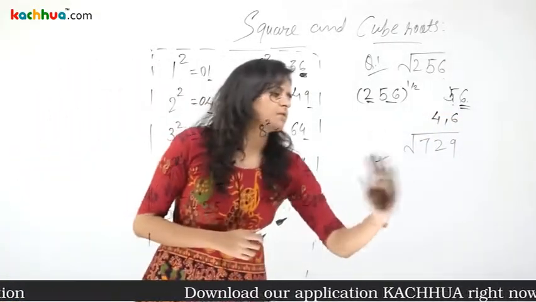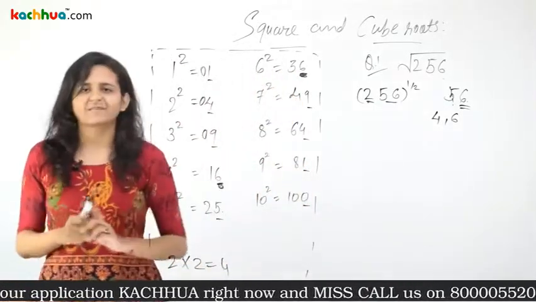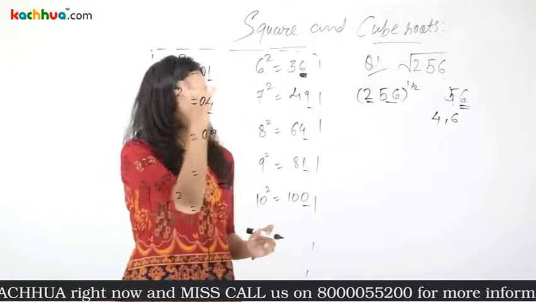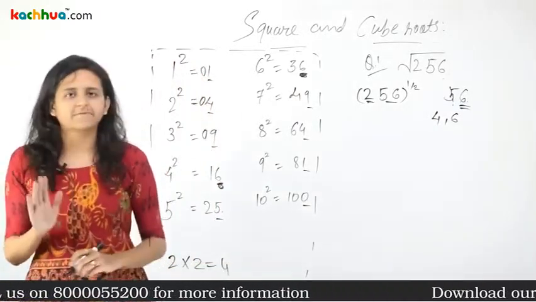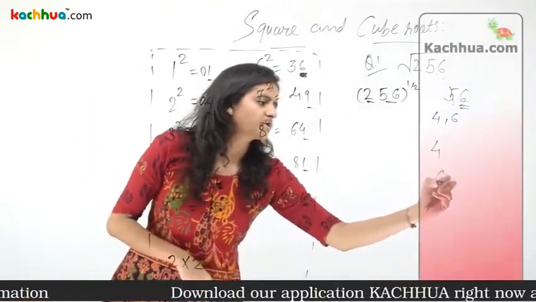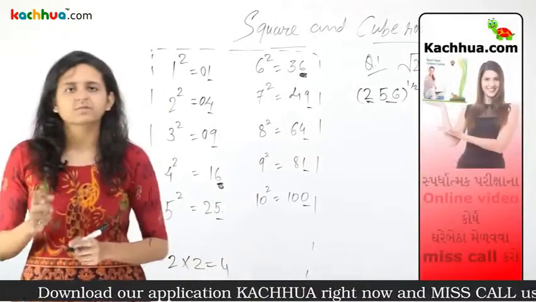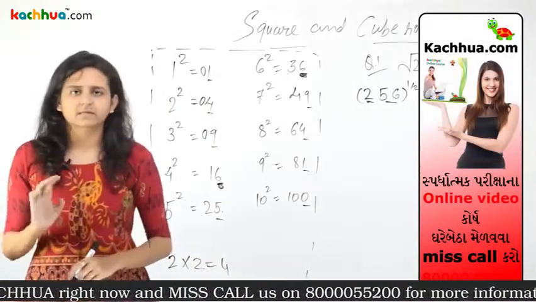I am just removing this question for some time so that we will get enough space. Now, 4 and 6. This is confirmed. Now we have to check. I am writing like this, 4 and 6. There is a possibility that the last digit will be 4 or it will be 6.